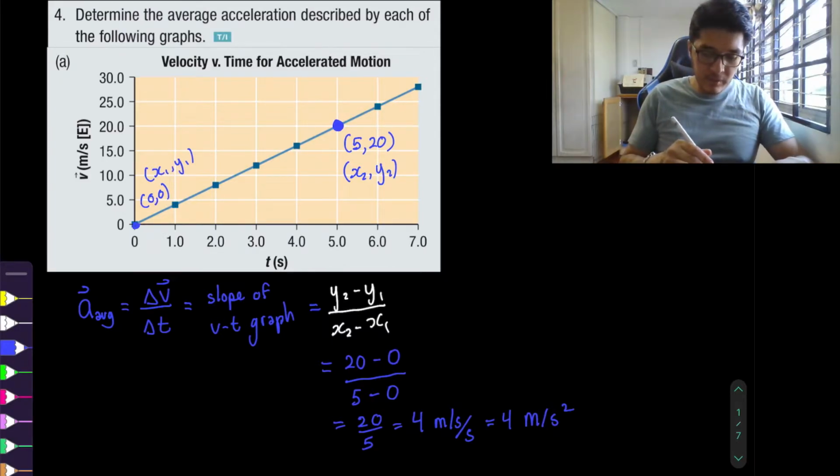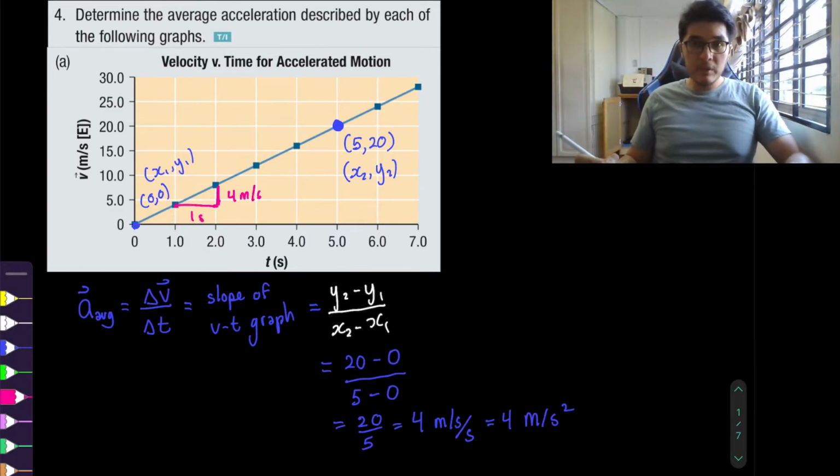So we could double check this. From 1 second to 2 seconds, notice that this is approximately a rise of 4 meters per second in 1 second of time that goes by. So our answer makes sense.